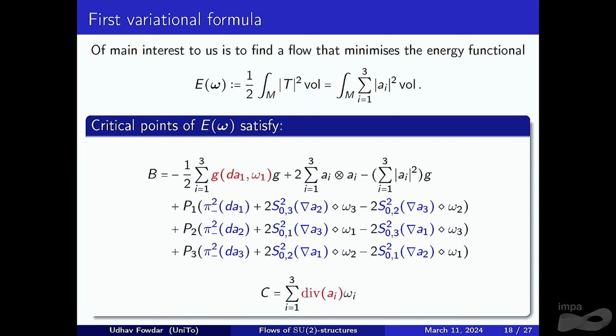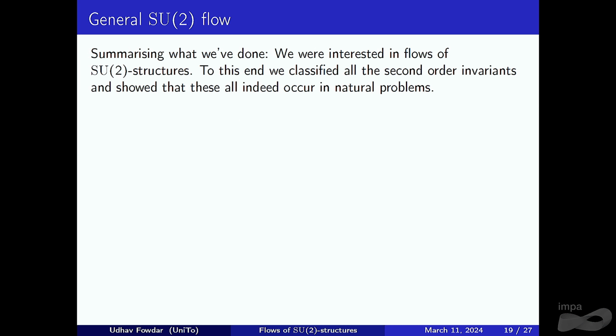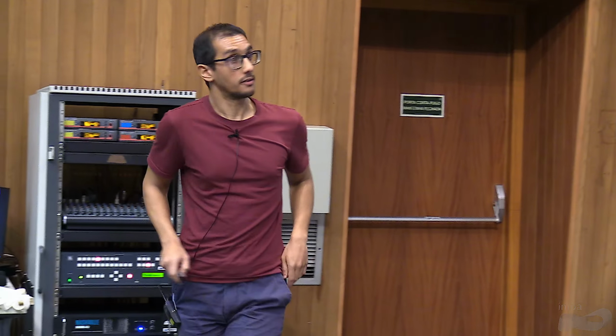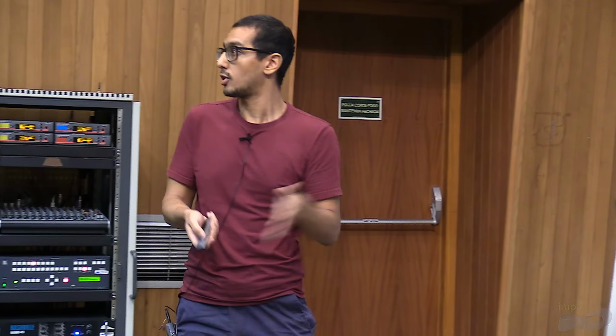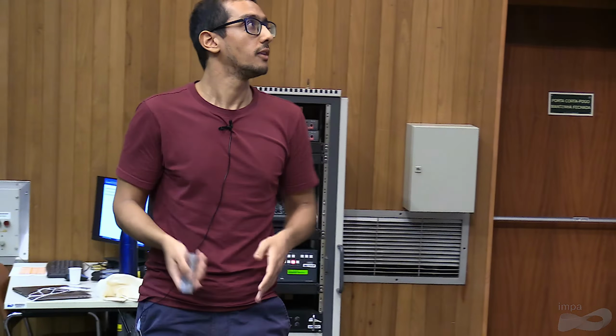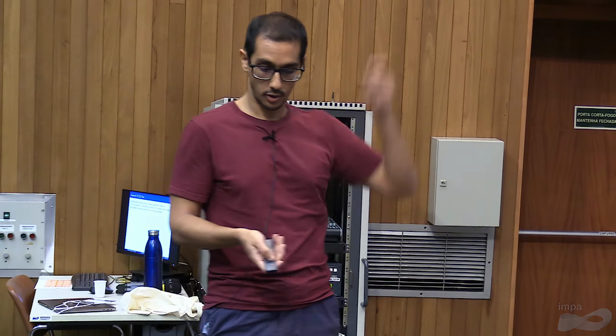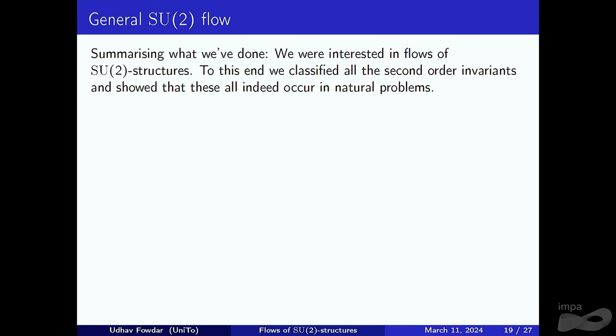So this is the first variation formula. What were we trying to do to begin with? We were interested in looking at flows of SU2 structures, and we wanted the flows to be second order, so we classified all possible second order quantities, and we actually showed that they occur in natural problems. If you were interested in a certain problem, you can just set up a functional, look at its critical point, and then you will get some second order terms, and hopefully you can use that to flow.